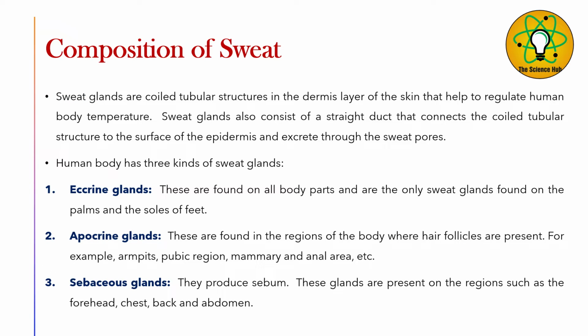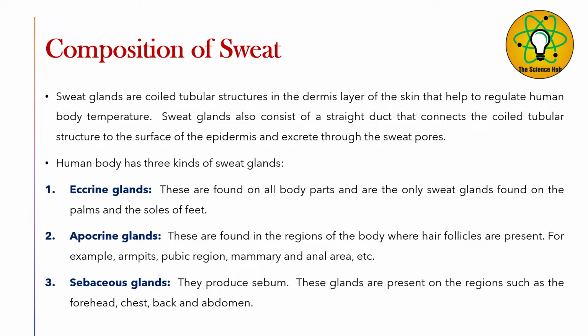Now, composition of sweat. Sweat glands are coiled tubular structures in the dermis layer of the skin that help to regulate human body temperature. Sweat glands also consist of a straight duct that connects the coiled tubular structure to the surface of the epidermis and excrete through the sweat pores. Normally there are three sweat glands. First is eccrine, second apocrine and third sebaceous.